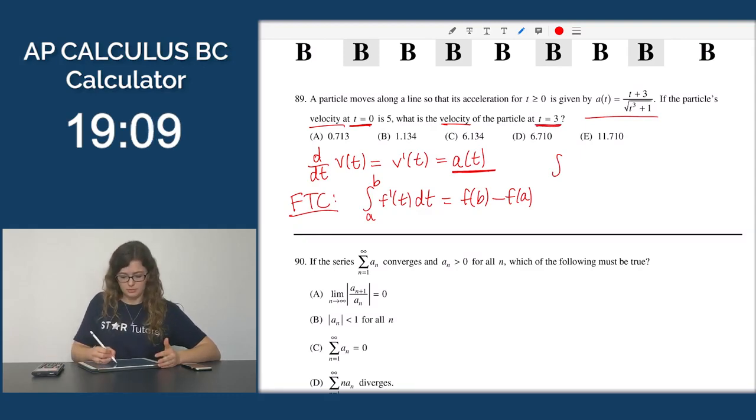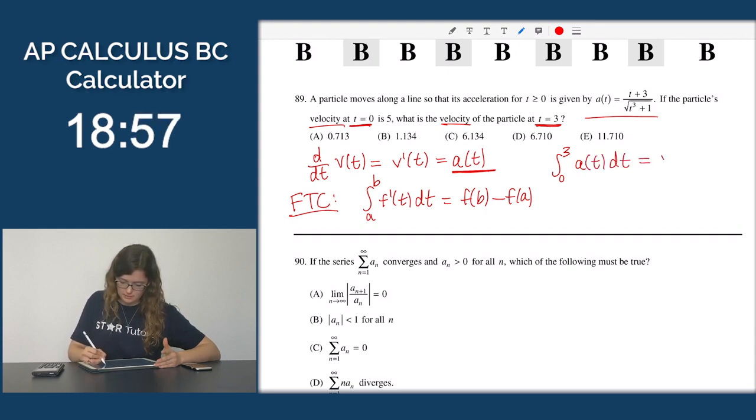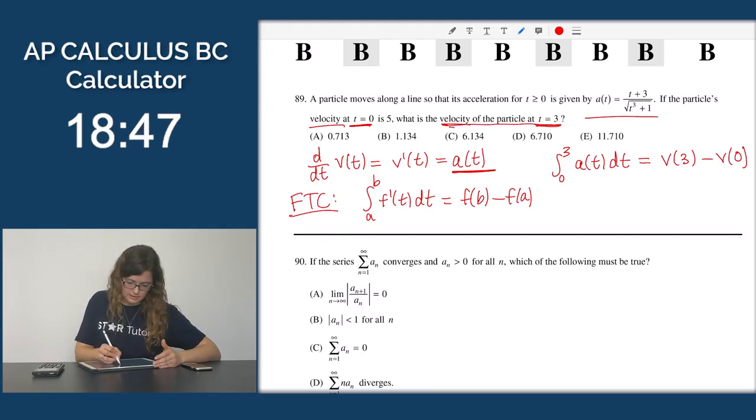So that means I should plug in 0 and 3 for a and b. So I have the integral from 0 to 3 of my acceleration, which remember is v prime of t, is going to be equal to v of 3 minus v of 0 by this fundamental theorem of calculus. And I'm trying to find the velocity at time 3, so I want to find v of 3.